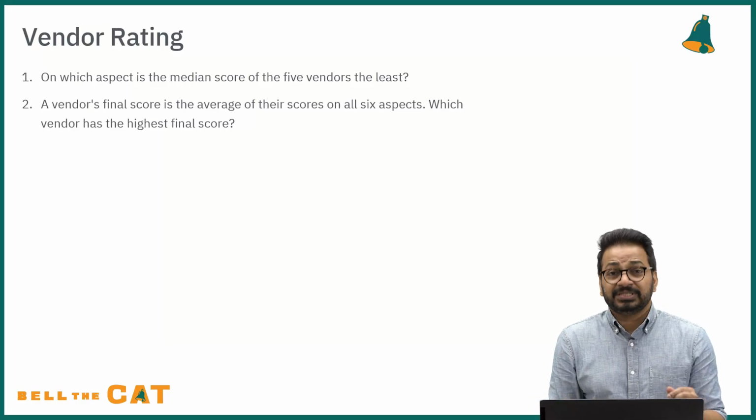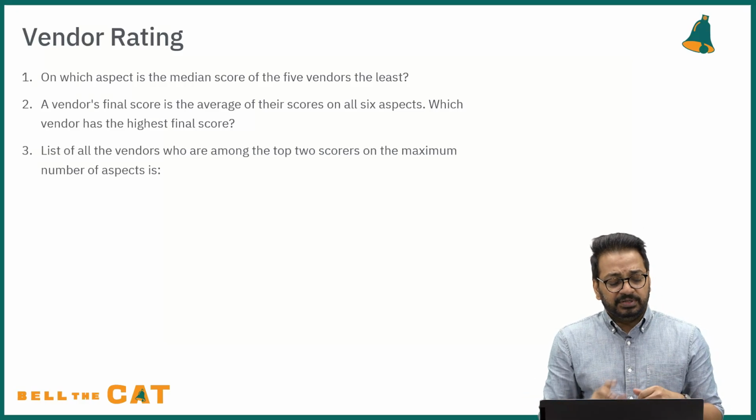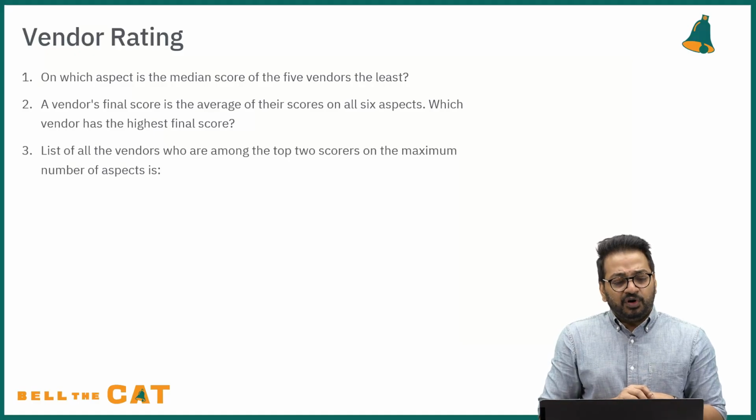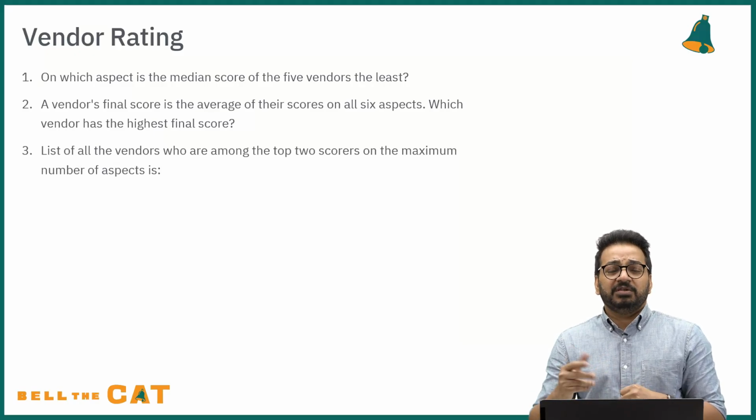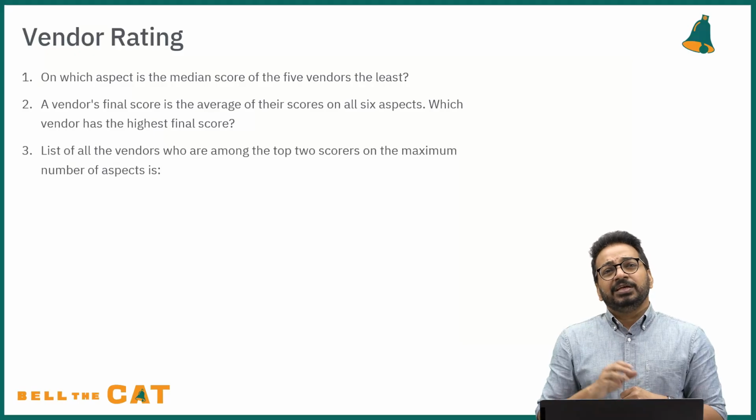I can answer 3 questions, get 9 marks and escape. Now look at this. List of all vendors who are among the top 2 scorers on the maximum number of aspects. How many vendors are in the top 2 in maximum number of aspects? They're asking what? Number of members in the top 2.